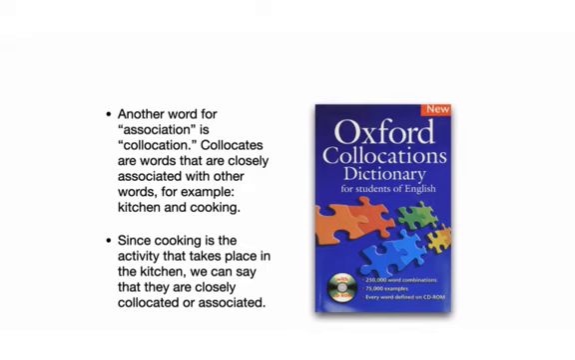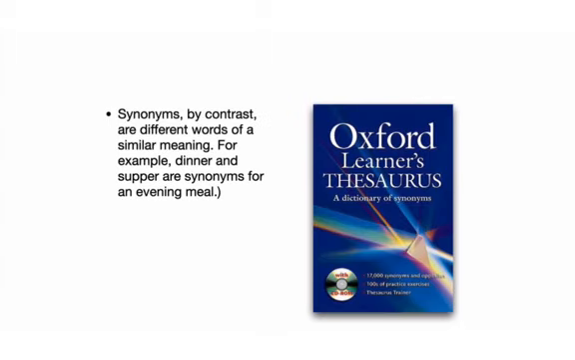Another word for association is collocation. Collocates are words that are closely associated with other words, for example, kitchen and cooking. Since cooking is the activity that takes place in the kitchen, we can say that they are closely collocated or associated. Synonyms, by contrast, are different words of a similar meaning. For example, dinner and supper are synonyms for an evening meal.